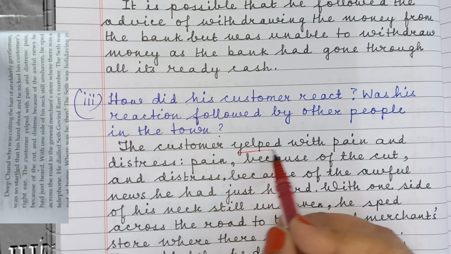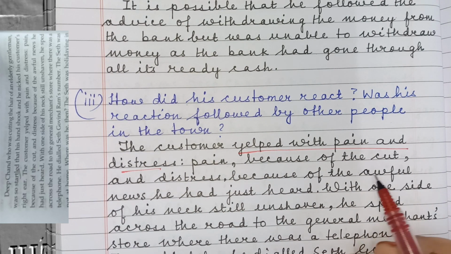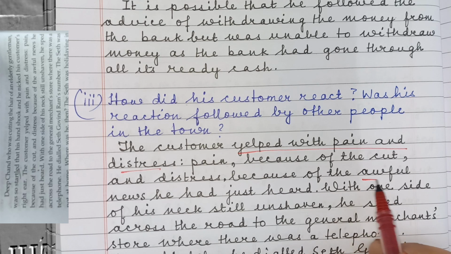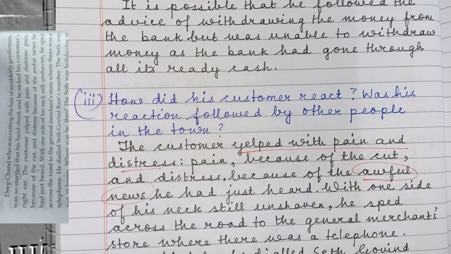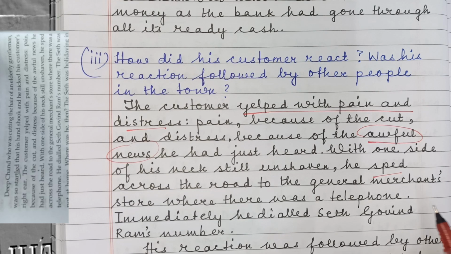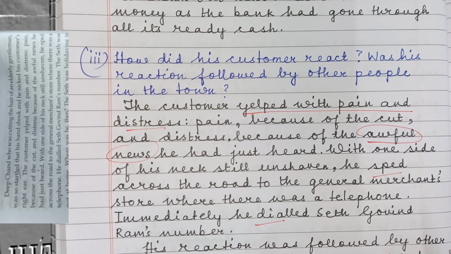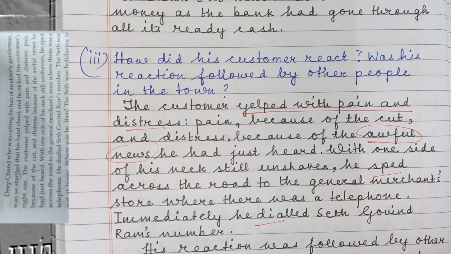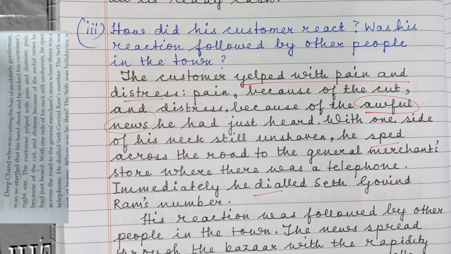The customer yelped with pain and distress. Pain because of the cut and distress because of the awful news he had just heard. With one side of his neck still unshaven, he sped across the road to the general merchant store where there was a telephone and immediately he dialed Seth Govind Ram's number. उन्होंने वेट नहीं किया. जिस हालत में वो थे उसी हालत में वो वहां से दौड़ के चले गए to the general merchant store to call Seth Govind Ram, and he dialed his number directly.